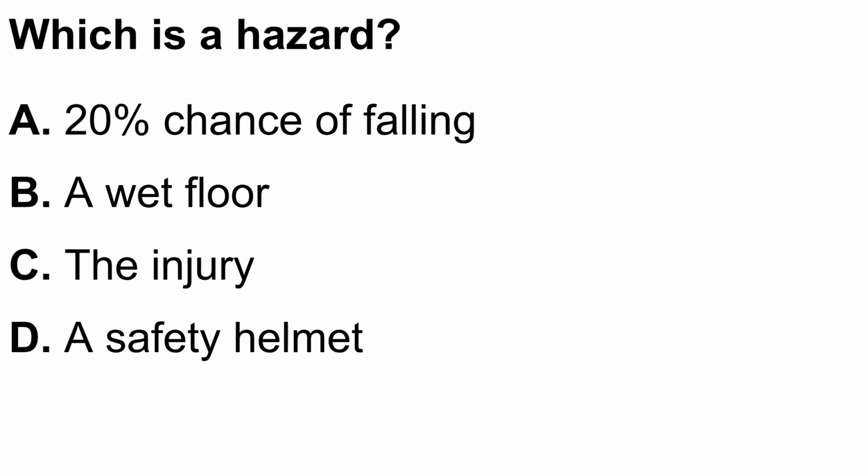Which of these is considered a hazard? A 20% chance of falling, a wet floor, an injury, or a safety helmet? A hazard is a source of potential harm. In this case, a wet floor is the hazard that could lead to an injury.